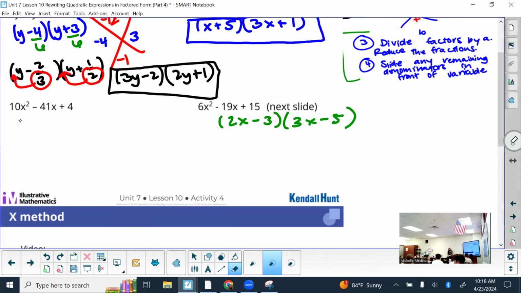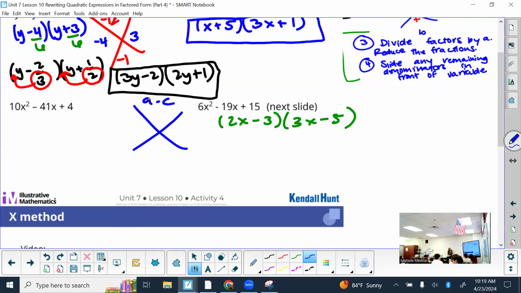We are looking for a GCF between 10, 41, and 4. Is there one? What is it? So I think you're going a little bit ahead. We always check for a GCF first. Is there a GCF in this problem that I need to factor out? So then we skip to step 2, which is to set up your diamond.